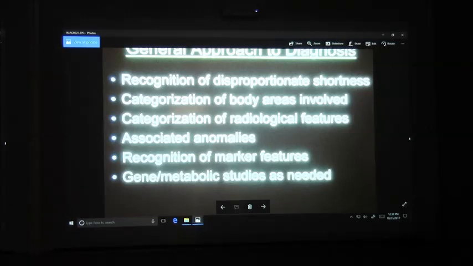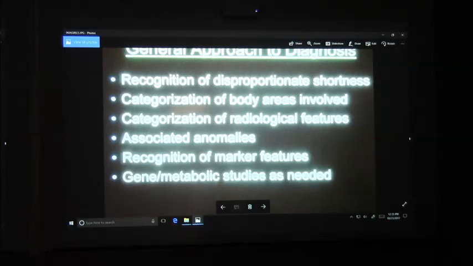Marker features are features that you didn't originally see. And these could be clinical or radiological, or both. And as you follow the individuals, things change. You see something that clues you into a particular diagnosis that you hadn't thought of before. That's called a marker feature, and that's one of the reasons to continue to follow these individuals and to continue to re-x-ray them. And then the gene and homeobox studies as needed.